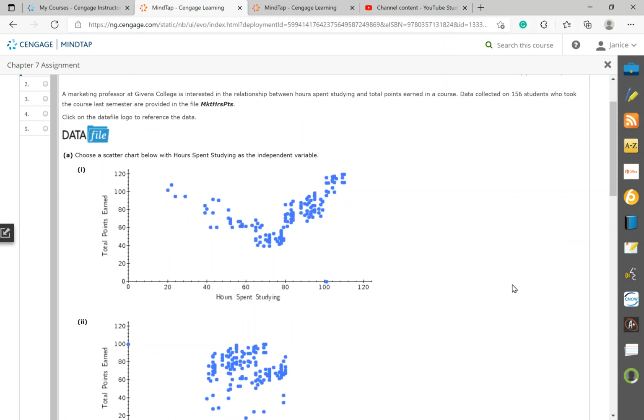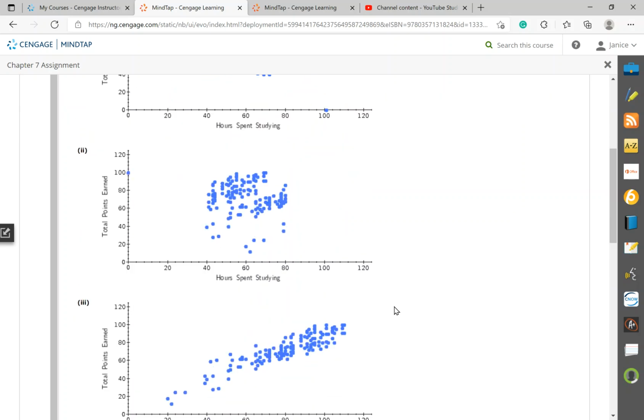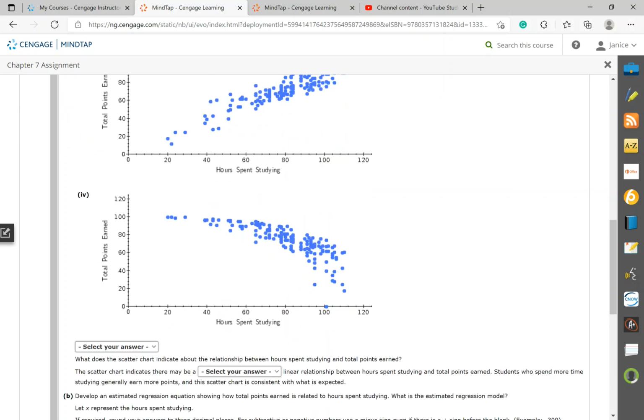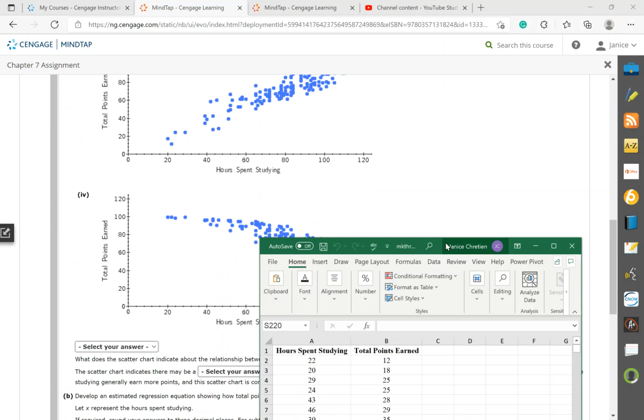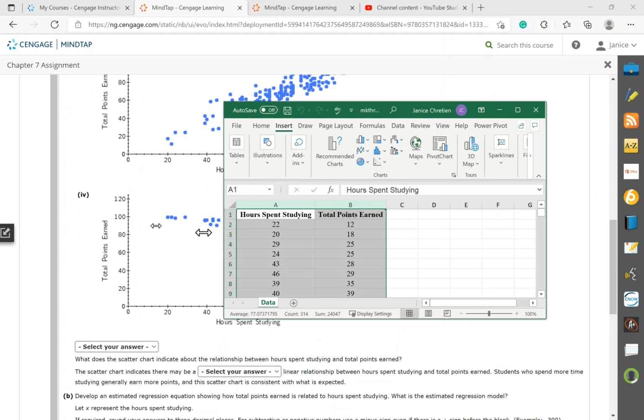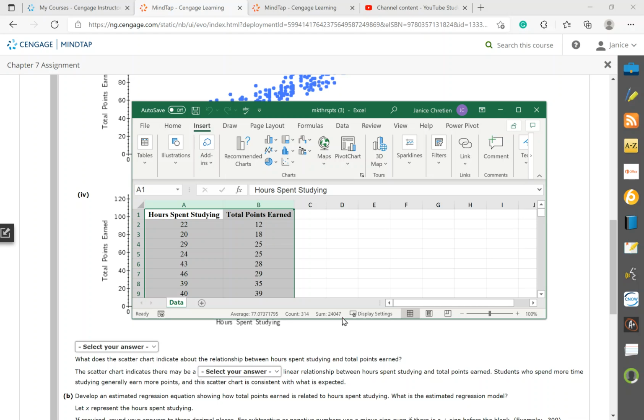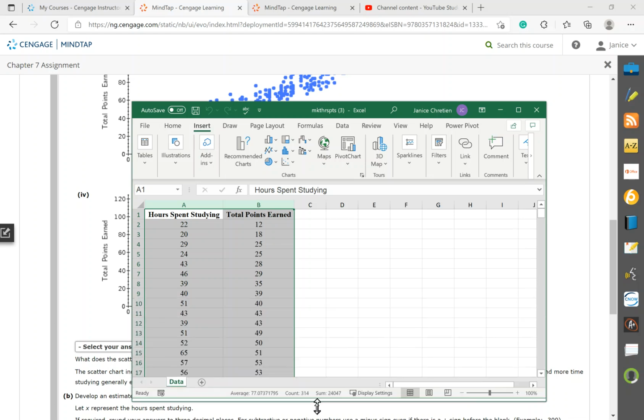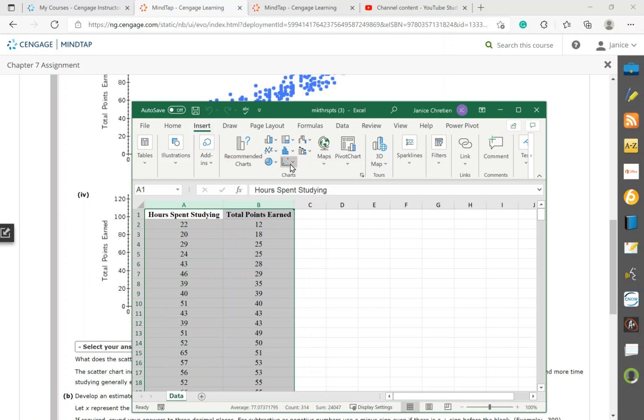And the first thing it wants us to do is to tell us which scatter chart below is representative of the data when our studying is the independent variable. So the only way to know that would be for us to go ahead and run a scatter plot. So I'm going to insert, I can make this bigger for you. Okay, so I'm going to insert a scatter plot.